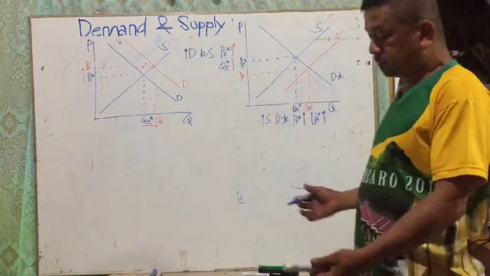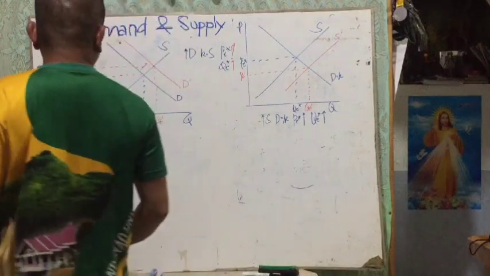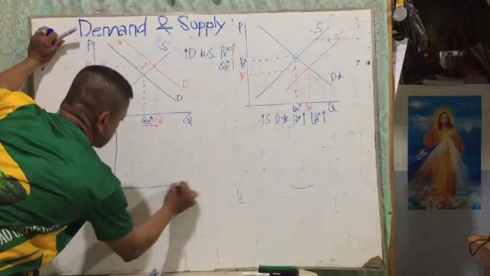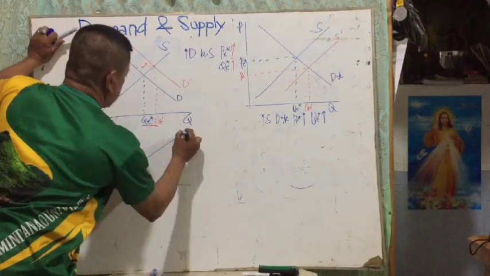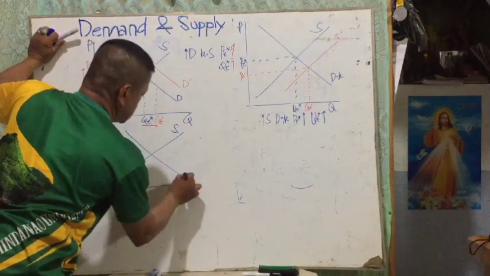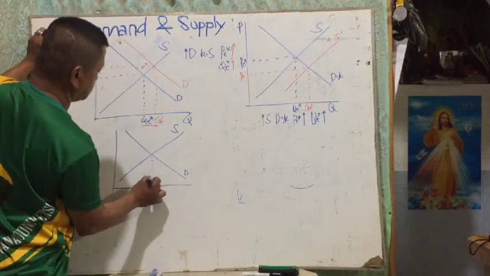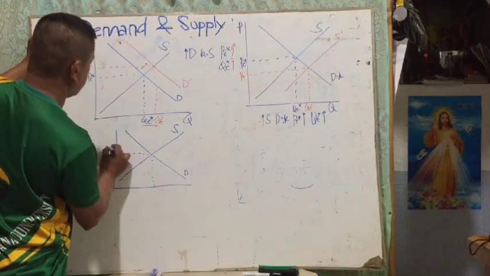Or let us say both the demand and supply now will move or shift. So suppose we have a situation where there is a market equilibrium condition. Always you have to write the initial equilibrium condition.